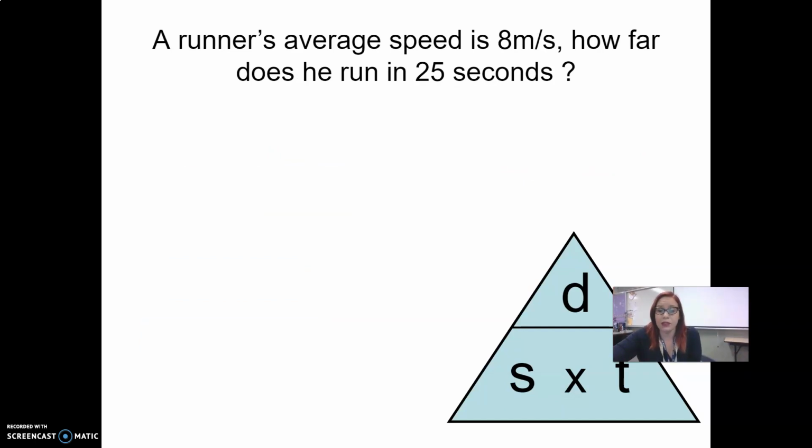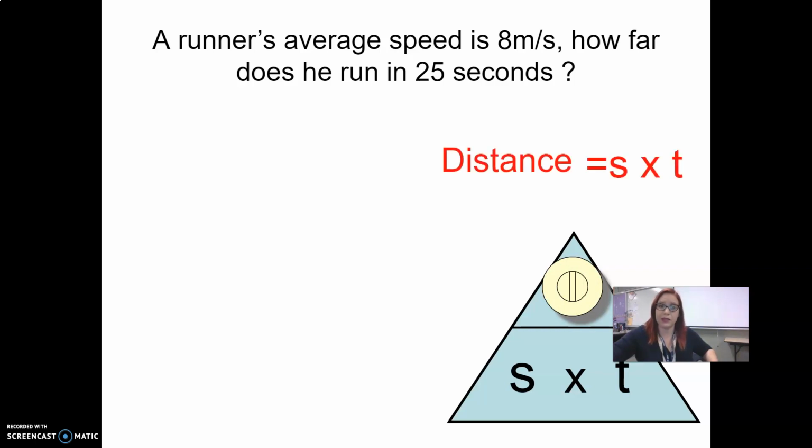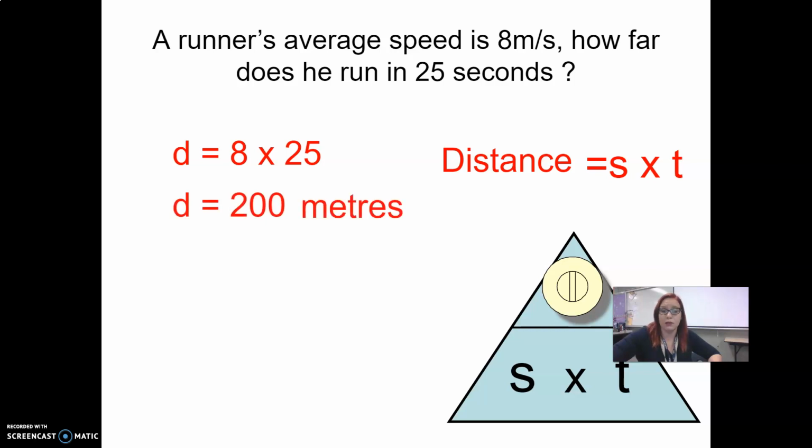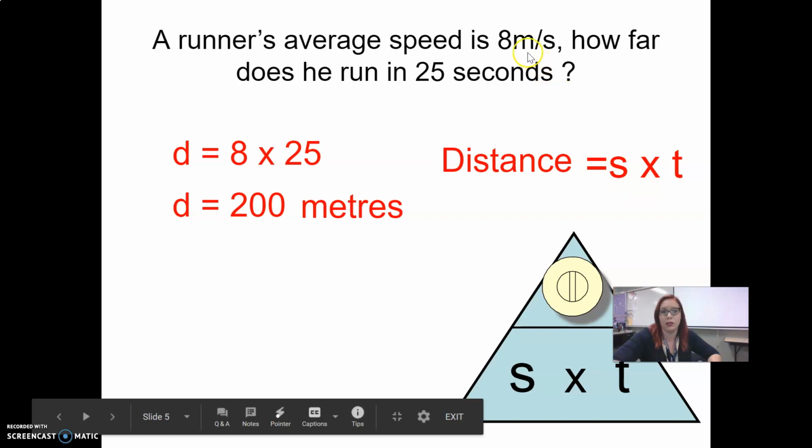Next one says the runner's average speed is 8 meters per second. How far can he run in 25 seconds? So it gives you the speed and it gives you the time. So you're looking for how far he can run, which is his distance. So we'll cover up the D, and that leaves us with S multiplied by T. So you take the speed, which was 8 meters per second, and multiply that by the time, 25 seconds, and you should get 200 meters, because distance unit is meters. The seconds would cross each other out, and you would just carry down the M for meters.